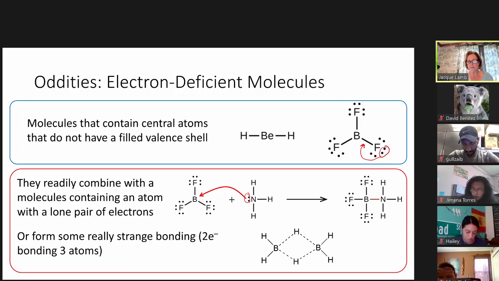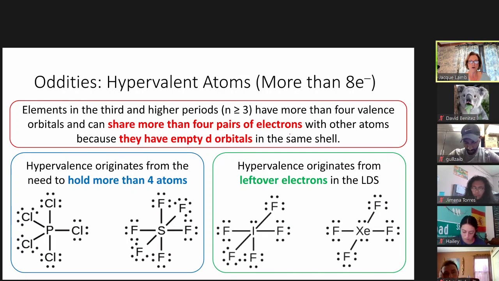The second oddity is the hypervalent atoms. These are atoms that can have more than 8 electrons around them. This happens in period 3 or higher because at period 3, you start having d orbitals. Remember that in period 2, you have only the 2s and the 2p. But once you get to period 3, you have 3s and 3p and 3d, and those 3d orbitals are empty. So you can actually incorporate some of those d orbitals for holding electrons.